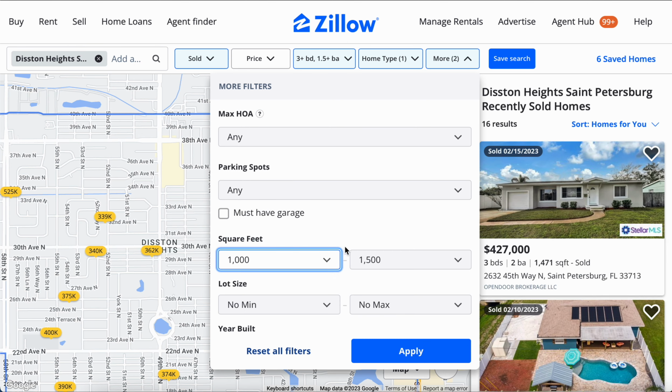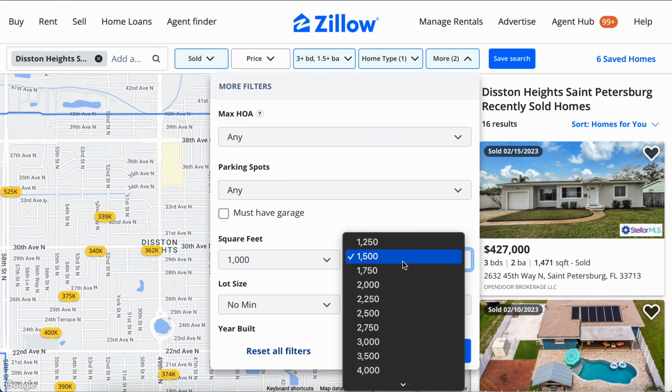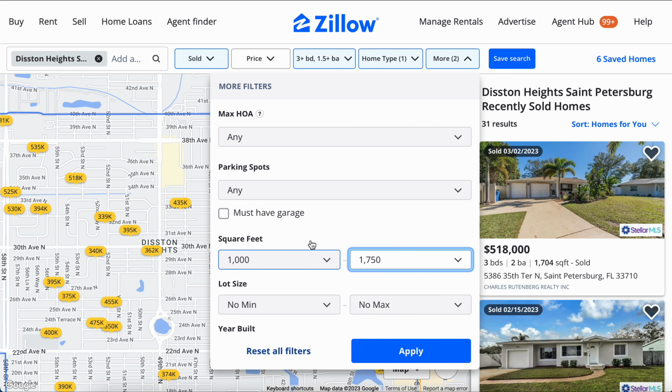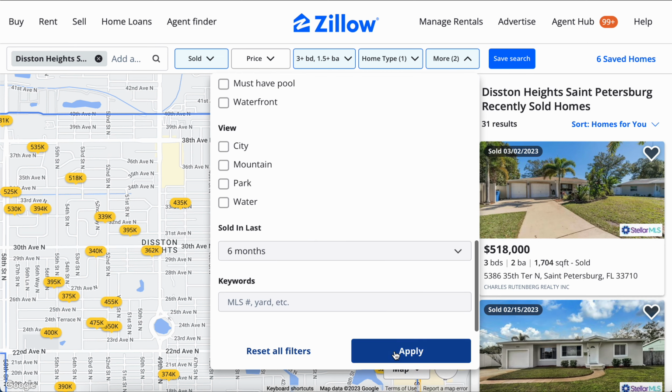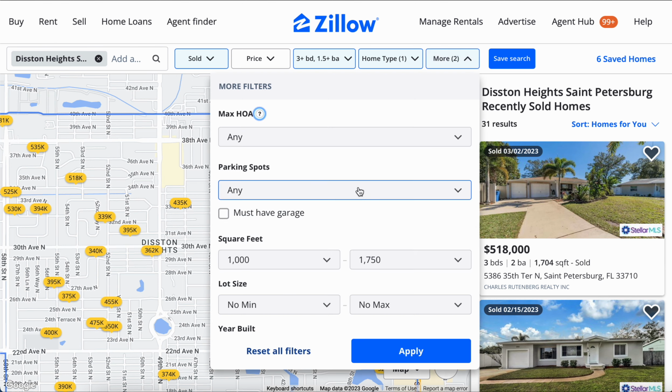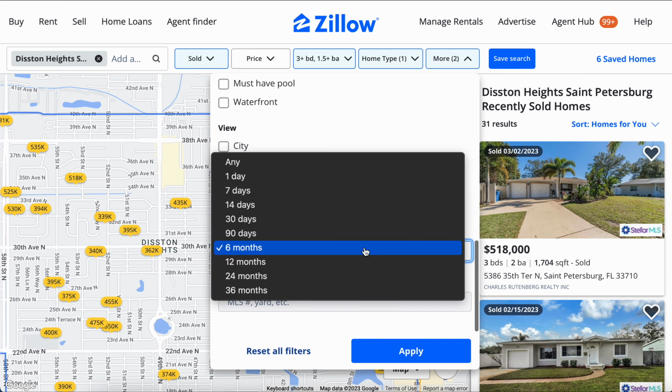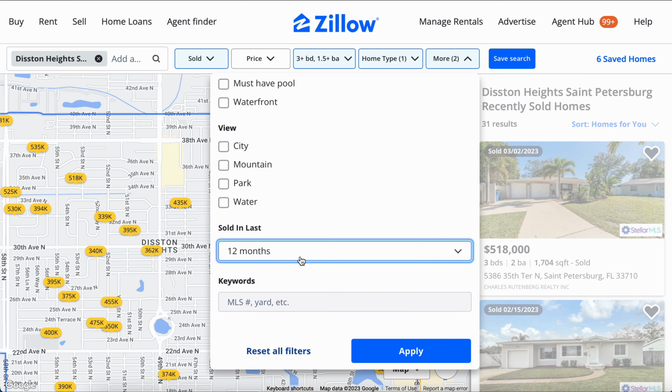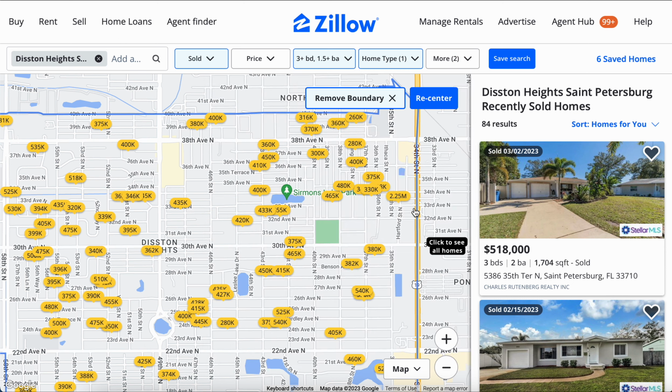Let's do 1,000 square feet, and let's go up to 1,750, and let's see how many apply. So now there's a few more in this little square. We can also probably include these. These are probably similar. Let's go back a bit. I want to get a bit more than that to look at. So let's go back a year, 12 months. Apply. Now we have a whole bunch more.